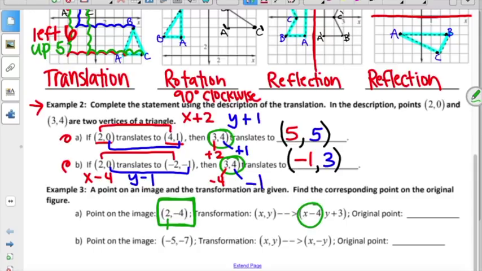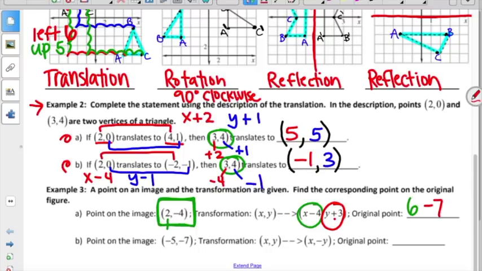So now let's look at our y. Our rule for y was adding 3. So we added 3, and our result was negative 4. So what number plus 3 is going to give us a negative 4? Well, that's negative 7. And that's our ordered pair that we began at.